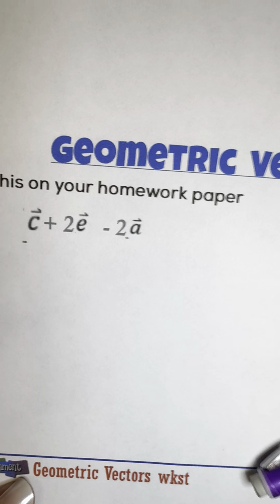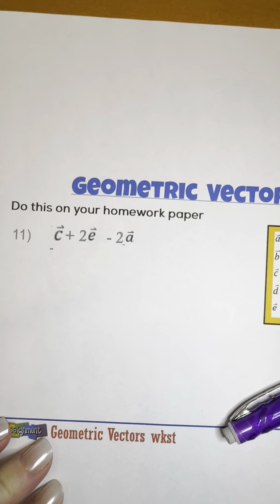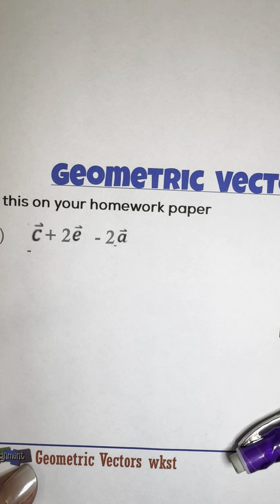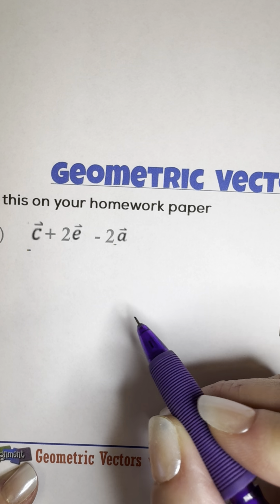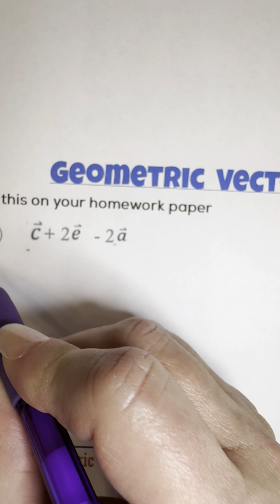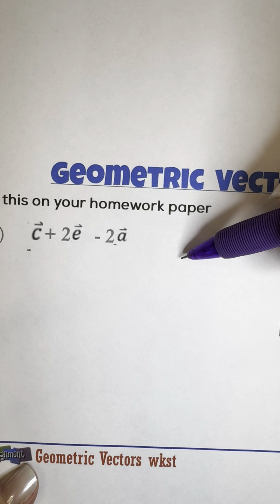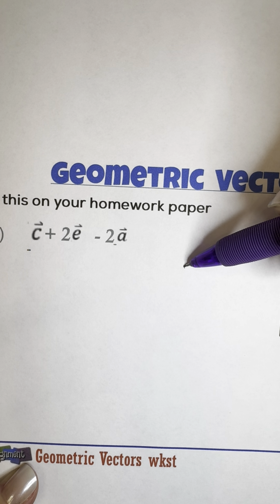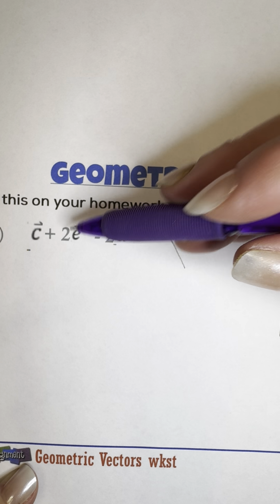All right, let me bring this up so I have a little bit more room to work. And I'm going to do vector C first. Vector C was 3 centimeters, so I'm going to plan ahead here. I'm going to do it where you can see it this time. I'm not sure if you could see it last time. So I'm going to go at 120 degrees for 3 centimeters. And then it's a plus 2E.